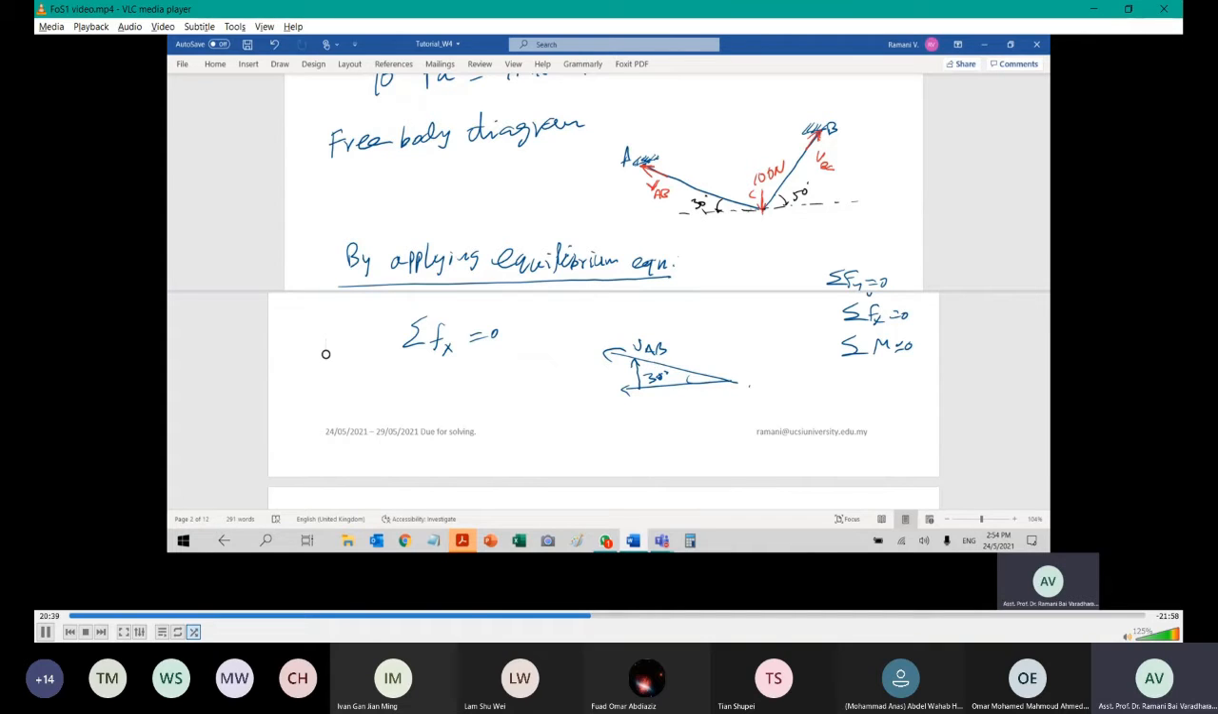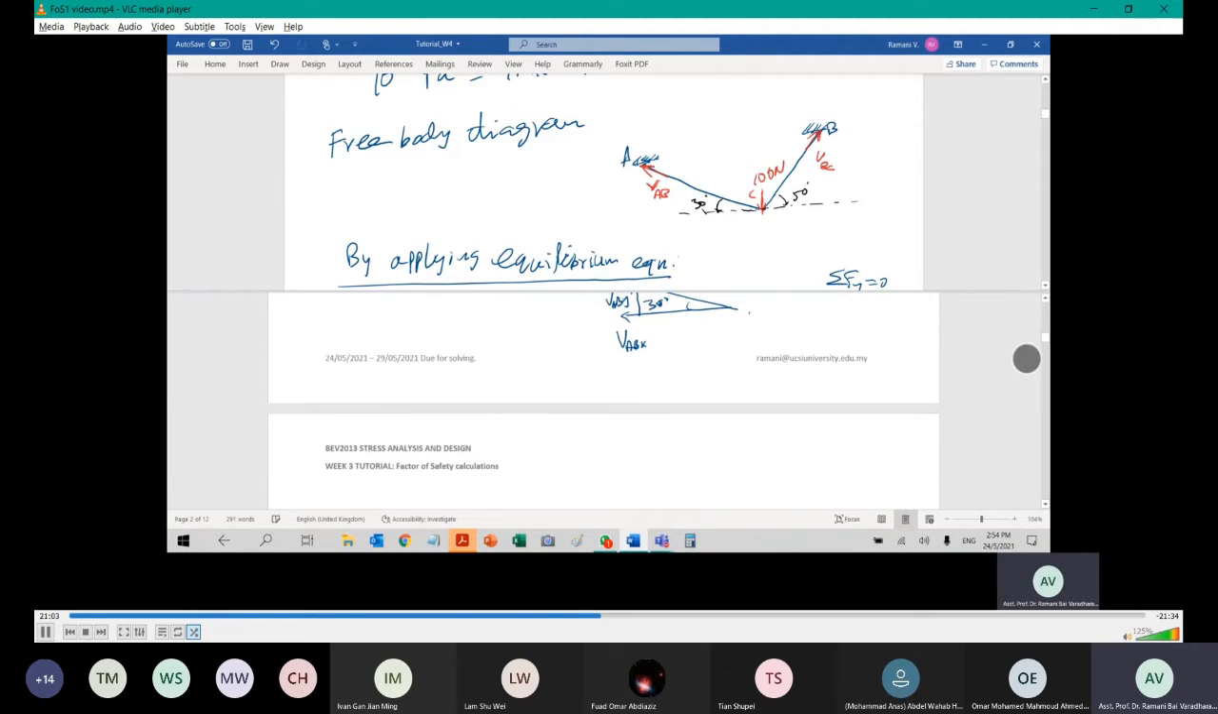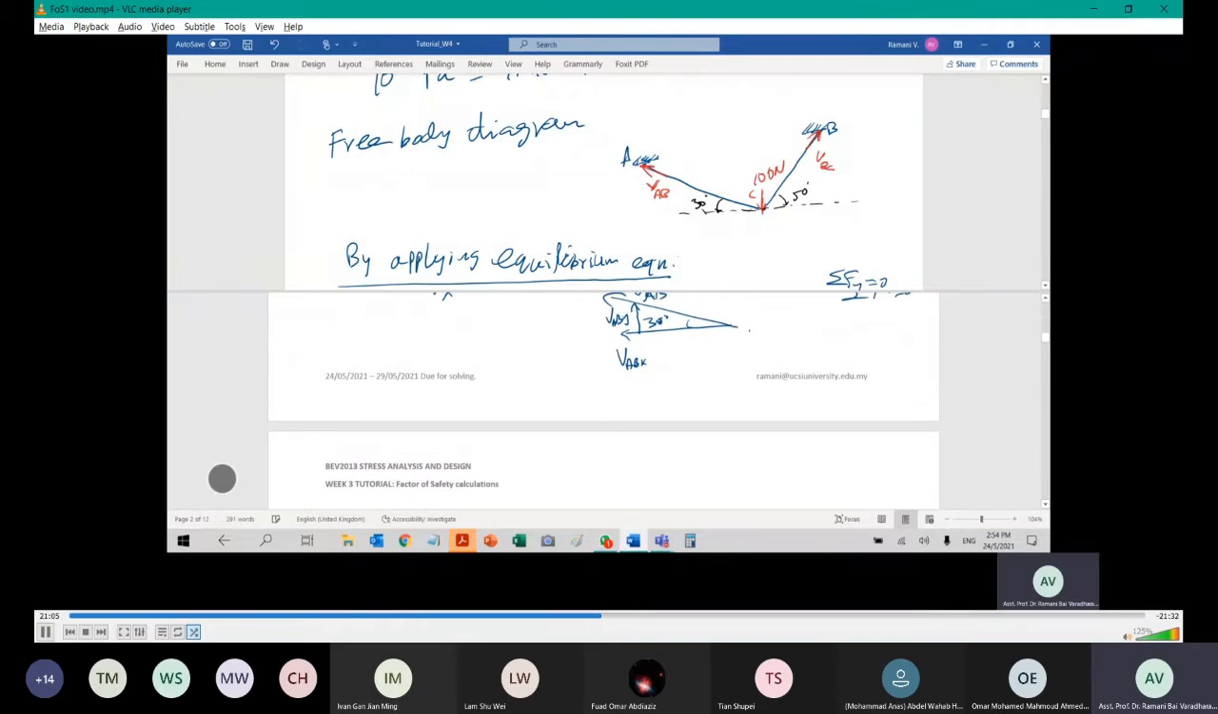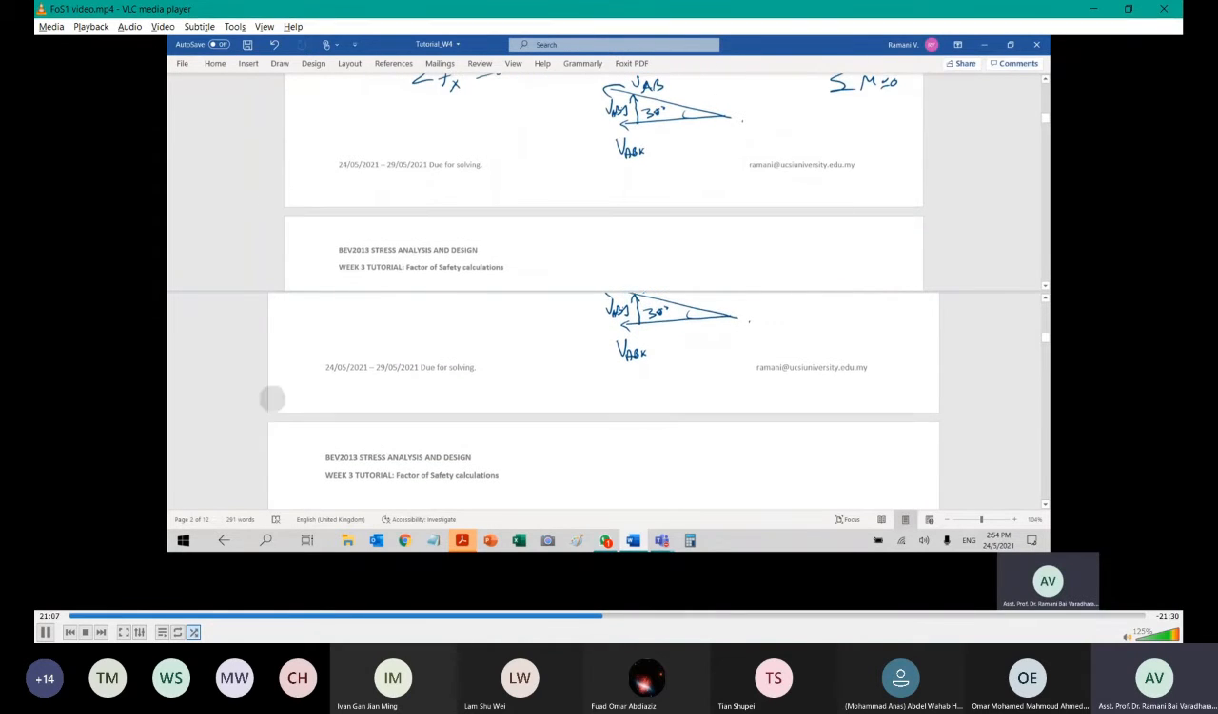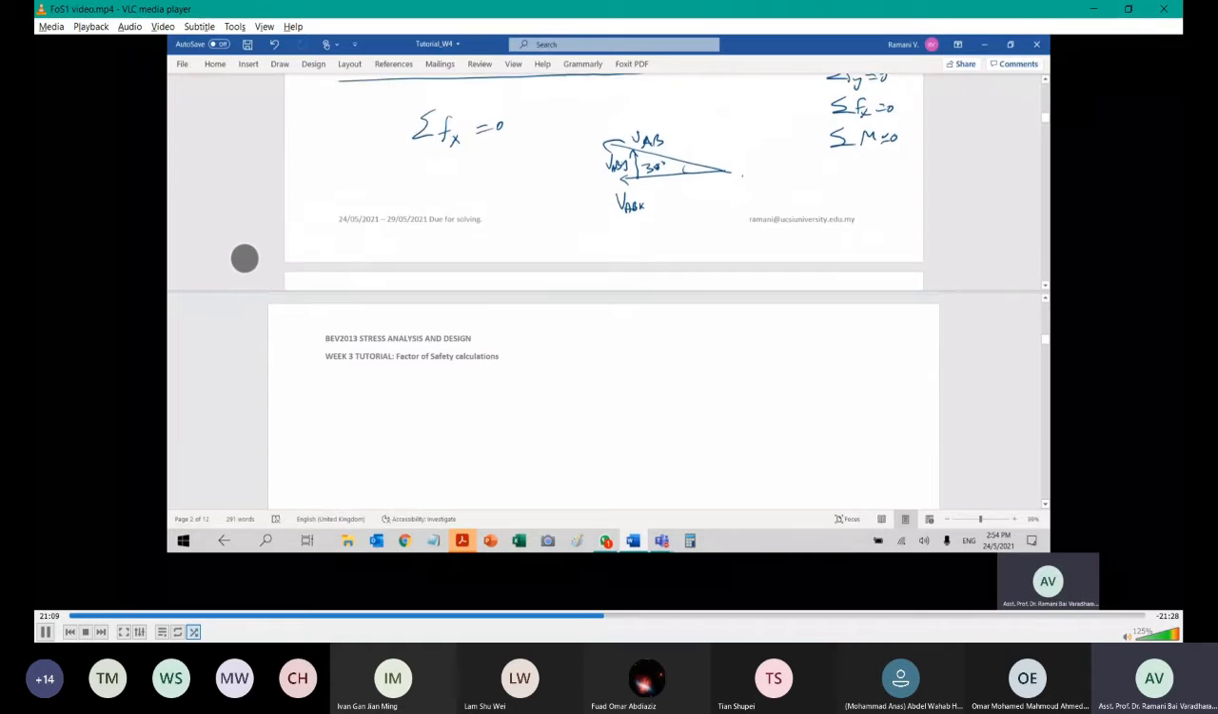Now the VAB, which is inclined, is in the form of horizontal and vertical loading. I can write this as VABX and this one as VABY. Come on, let's do one by one. When you do this diagram, you will get the answer like this.